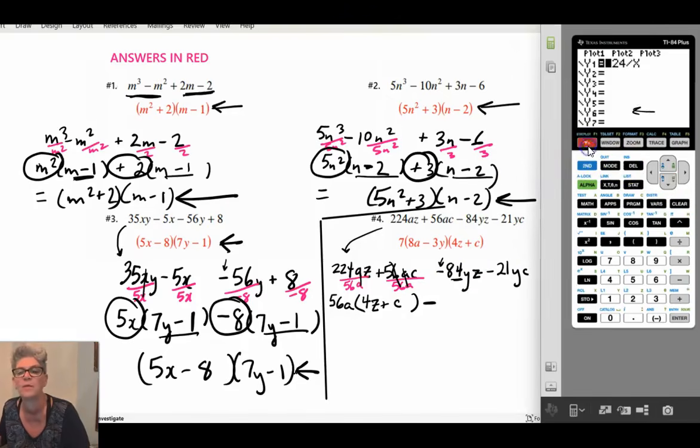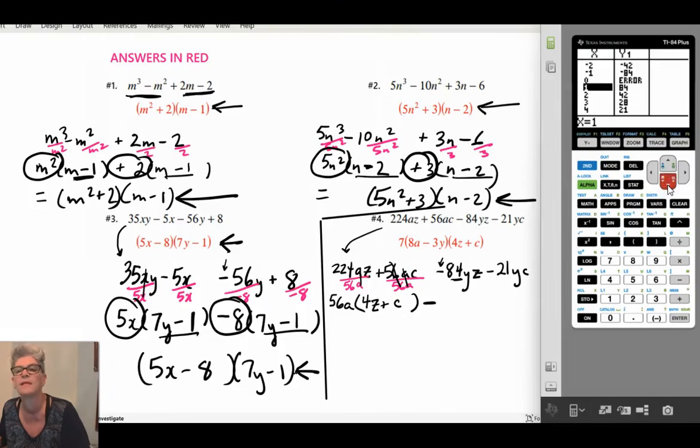I'm going to press y equals. I'm going to come here and just clear that old one. Let me get rid of that arrow mark I made. Okay, now I want to see the factors of 84. So I'll do 84 divided by x. And then I'm going to press the second key and the graph key.